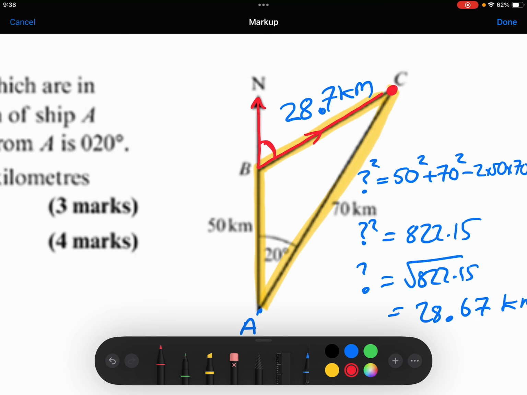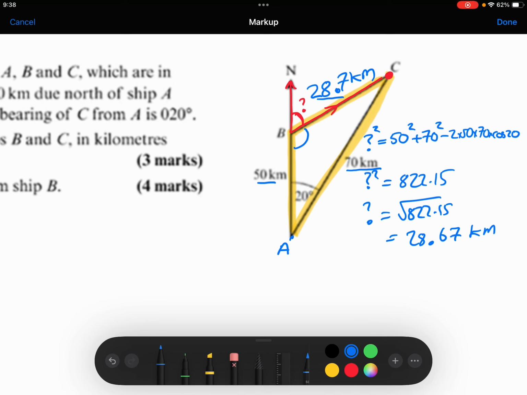Well, considering that I know all of the sides in that yellow triangle, there's the 70 kilometres and the 28.7 kilometres, I can use that information to work out angle ABC. And then if I subtract that from 180, that's going to give me the red bearing that I'm looking for. So we're going to use the cosine rule for angles to work out this missing angle here.